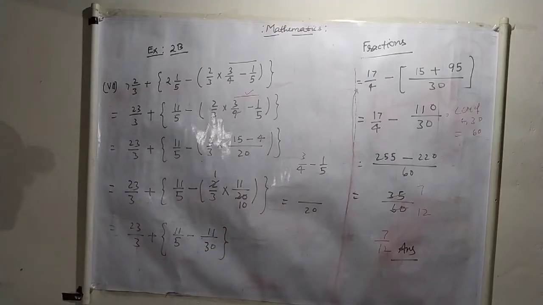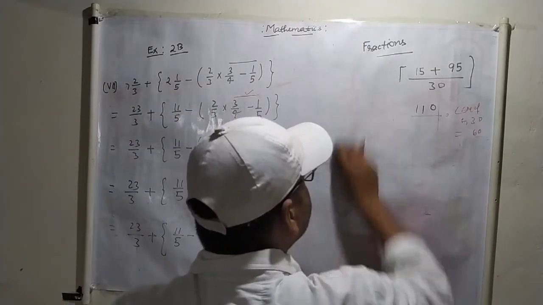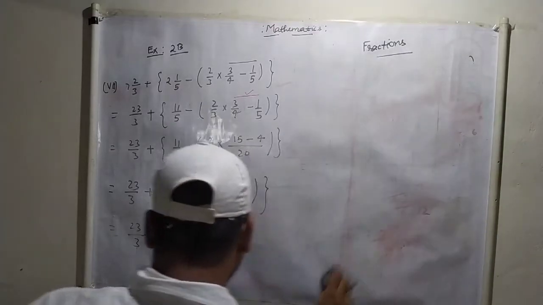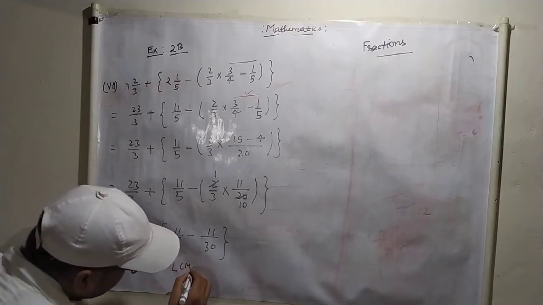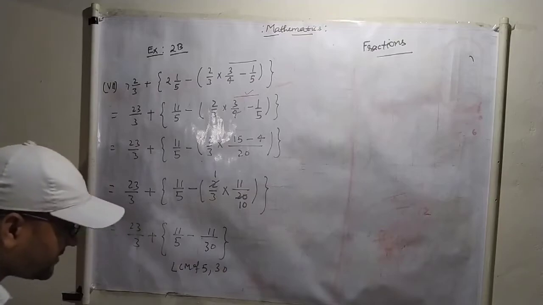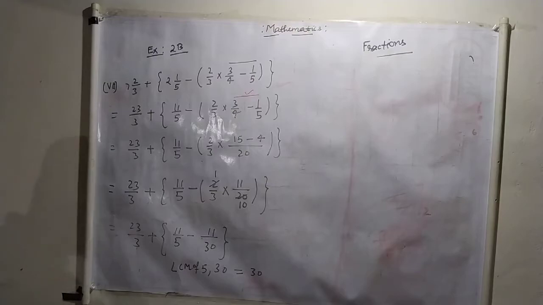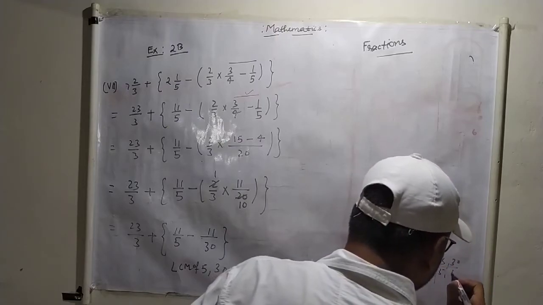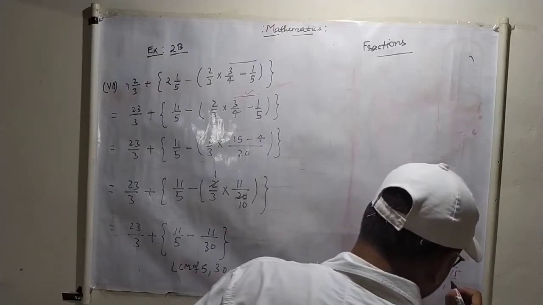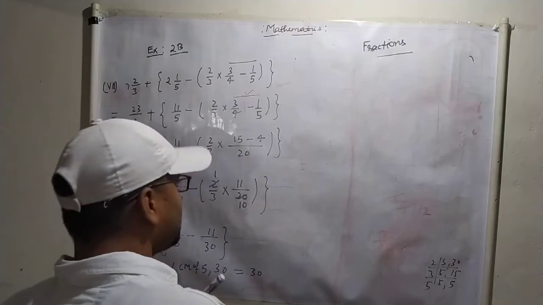So after that we are going to solve this curly bracket. In this curly bracket, students, take the LCM of 5 and 30. It's very easy. If you are taking the LCM of 5 and 30, you get 30. Okay, if you want, you can check this one. 5 and 30 by 2, 5, 15 by 3, 5 and 5. So 30 is the LCM. Okay, students.